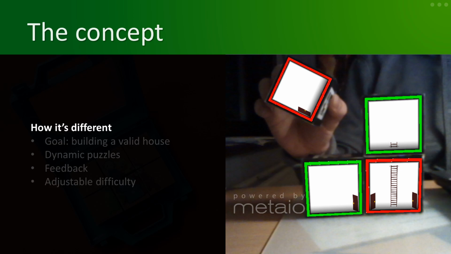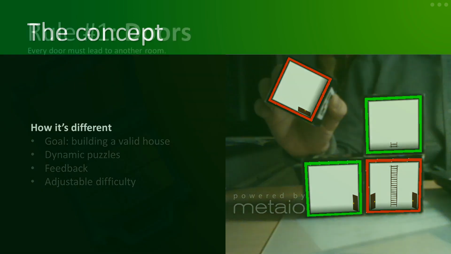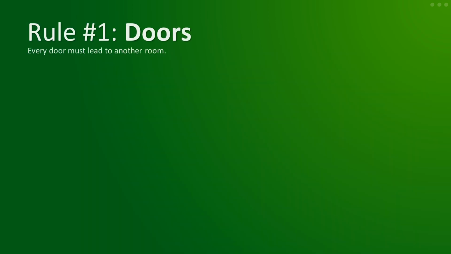As mentioned earlier, the user has to construct a valid house. But what exactly is a valid house? Here are the 3 basic rules. Rule number 1. Every door must lead to another room.